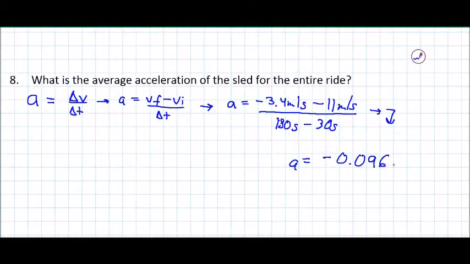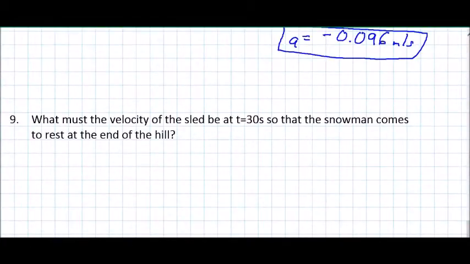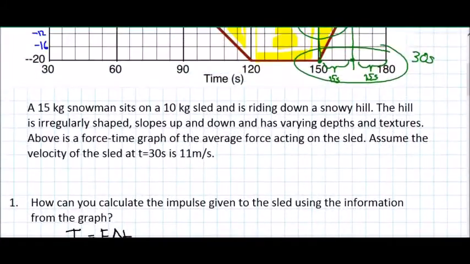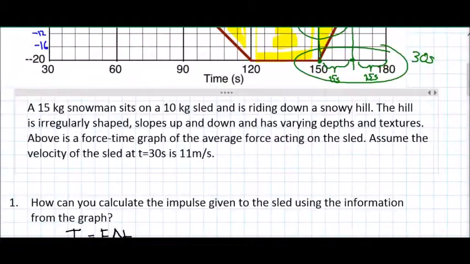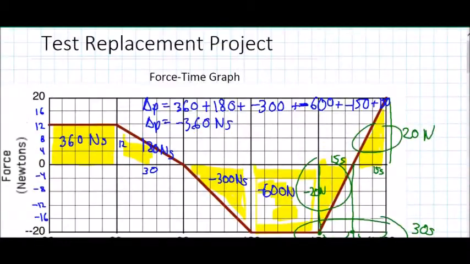0.096 meters. What must the velocity of the sled be at 30 seconds so that the snowman comes to rest at the end of the hill? In the problem, they told us that the beginning velocity was 11 meters per second. Now they're asking us to find what the velocity would be here at the 30 seconds if he were to stop at the end. He does not stop at the end of the hill because we know that he's going negative 3.4 meters per second.